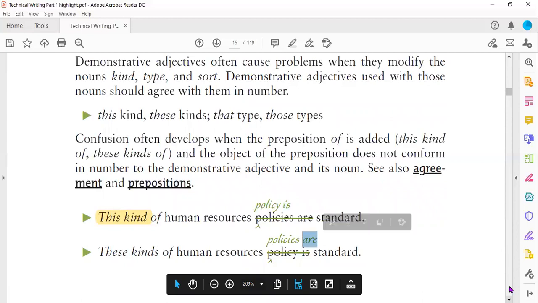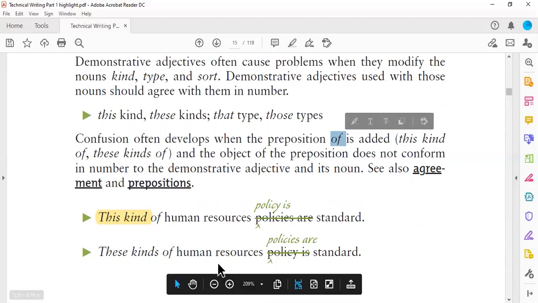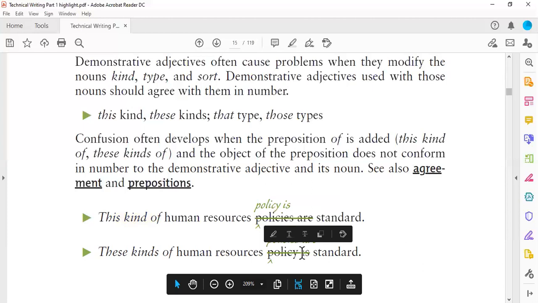So you should note that when this, these, those, that is followed by of, the subject of the sentence is this and that and these and those, not what comes after of. Because here in both cases we have plural and here we have plural, okay? But here we use is and here we use are. So you have to be very careful about this.